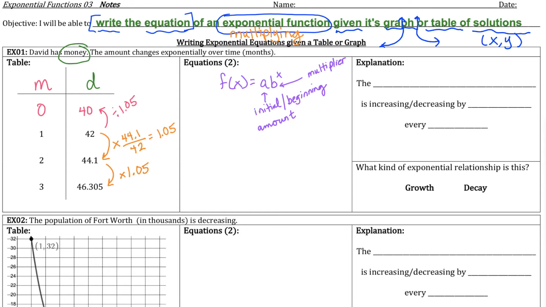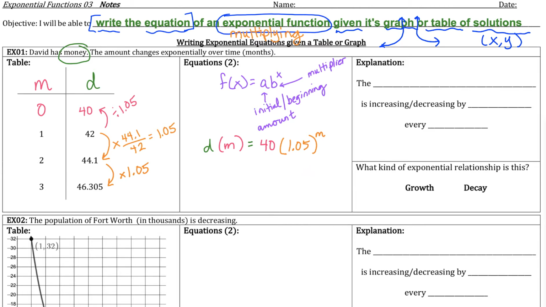Yeah, okay. So we know that the dollars are a function of the number of months that pass, and that will equal: we start off with the initial amount, which is 40, and we multiply by 1.05 over and over and over again, so to the power of months.